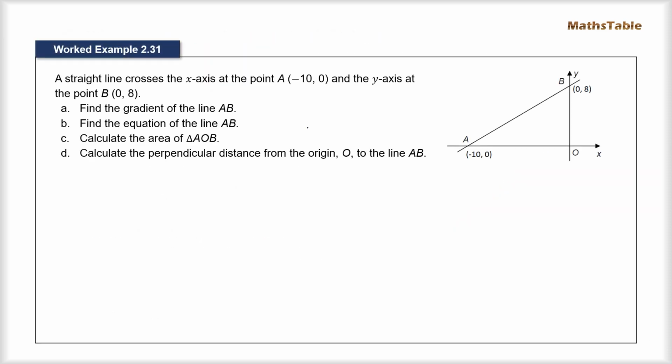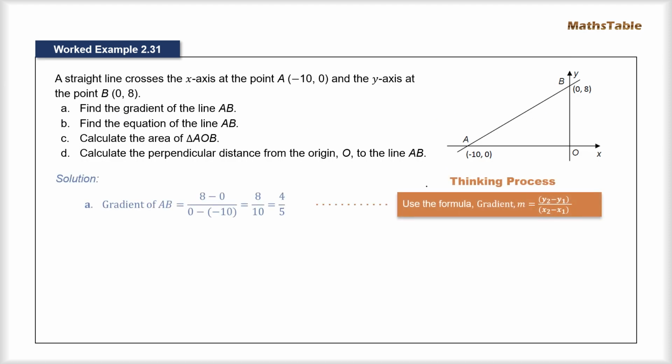Now let's take a question here. A straight line crosses the x-axis at point A and the y-axis at point B with the coordinates shown in the figure. In the first part, we are required to find out the gradient of the line AB.